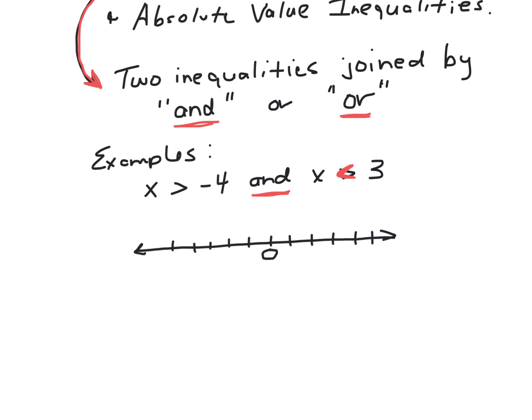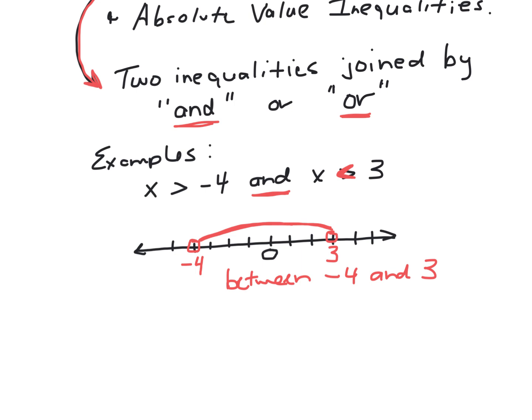If I show this on the number line, I've got negative 4 here. This would be an open dot because it's not equal to. Positive 3 is right here. This would be an open dot. And I need to be greater than negative 4, but also less than 3. So basically it means I'm talking about everything between a negative 4 and a positive 3.